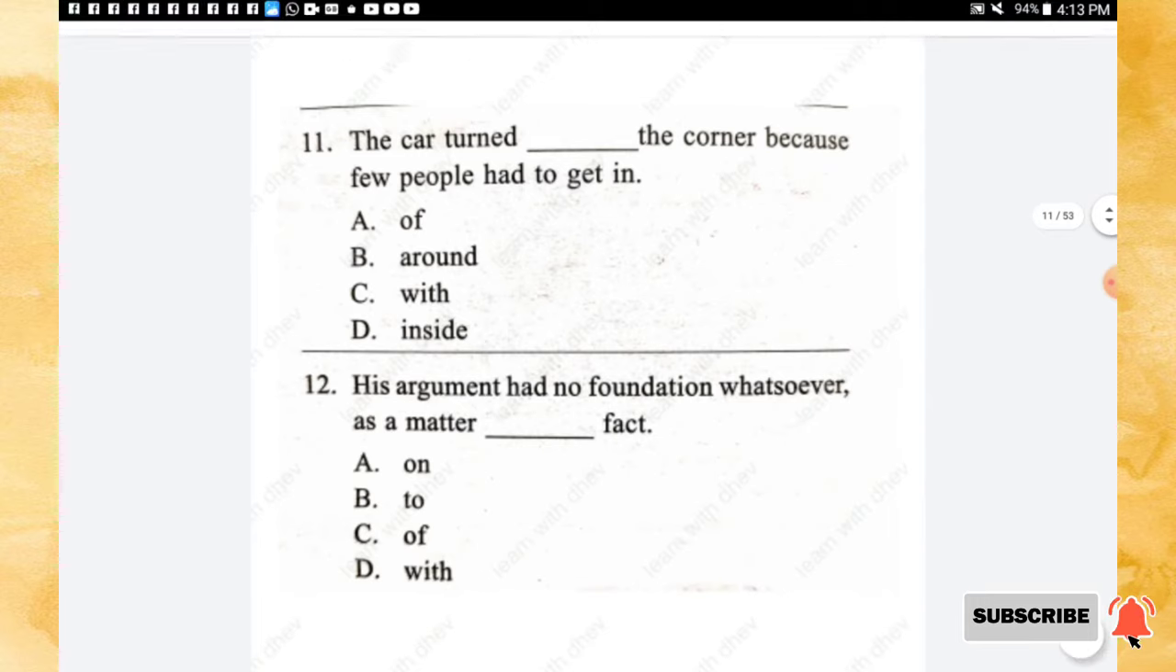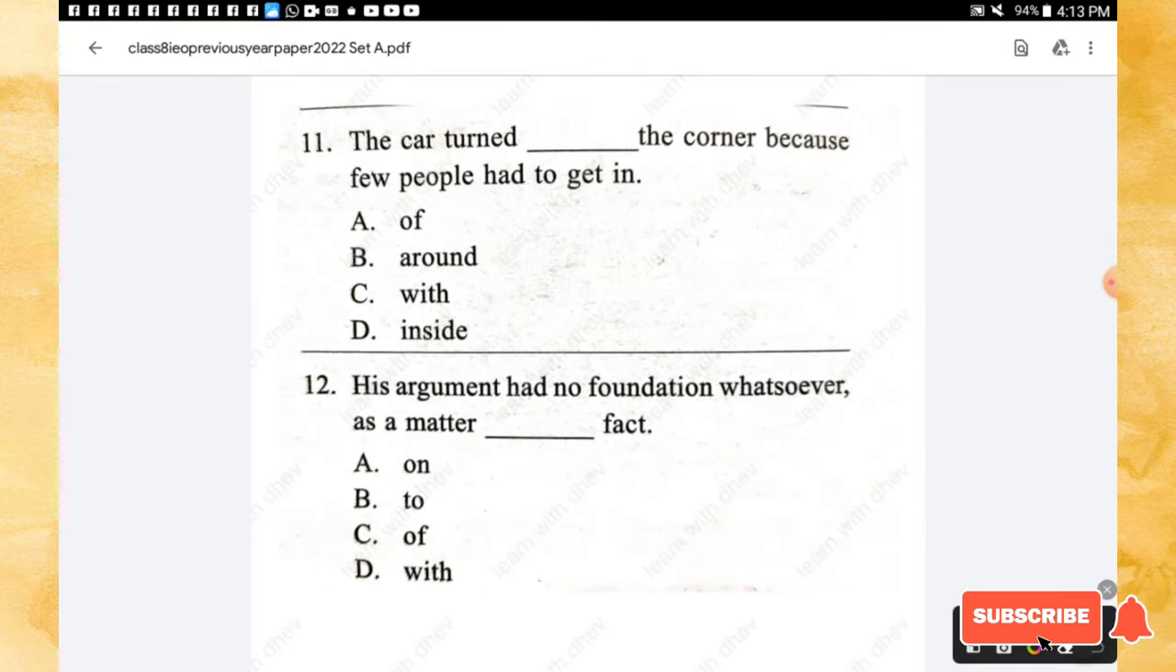Question number 11. The car turned blank the corner because few people had to get in. Options are off, around, with, inside. The answer is the car turned around the corner. Question number 12. His argument had no foundation whatsoever as a matter blank fact. Options are on, to, off, with. The answer is his argument had no foundation whatsoever as a matter of fact.